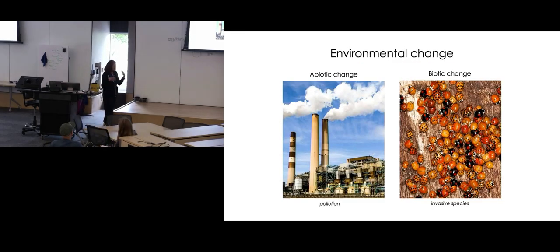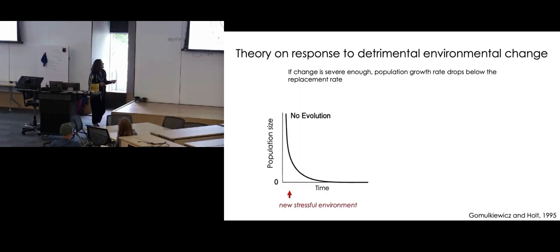So when environments change, and they are changing very rapidly in the modern world, populations that have previously been relatively well adapted to the location they're in can find themselves strongly maladapted. And there's a lot of theory around what happens there. So if the environmental change itself is super severe, population growth rate can drop below the replacement rate. And if you don't have any evolution happening, those populations will just go deterministically to extinction.